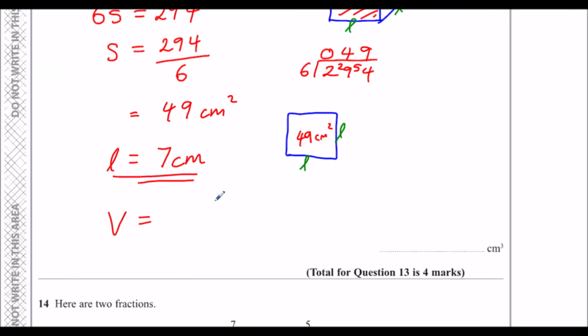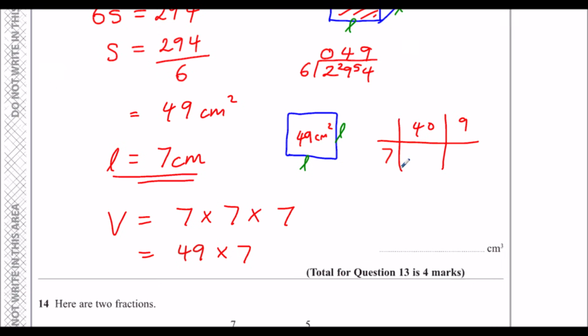So the volume is length times width times depth, which is 7 times 7 times 7. 7 sevens are 49, we know that. And we need to multiply that by another 7. So we've got 7 times 49.